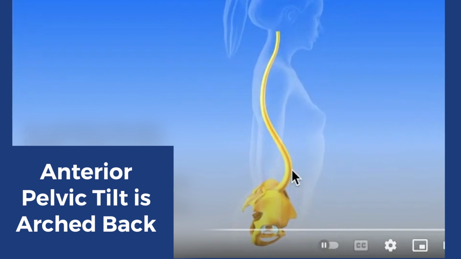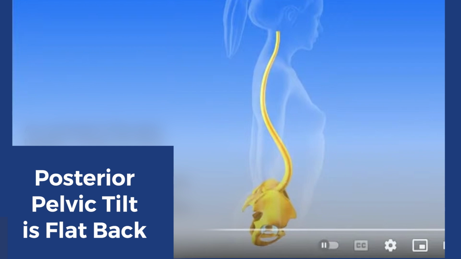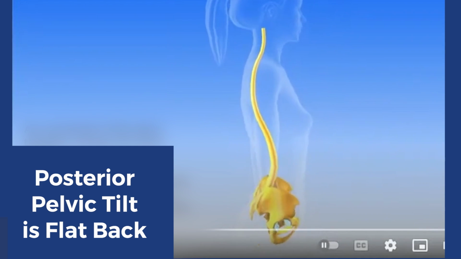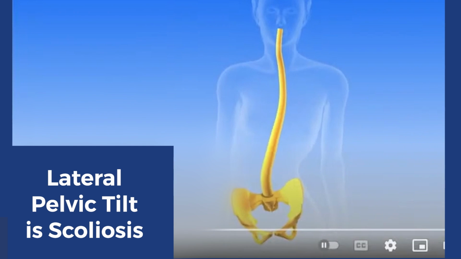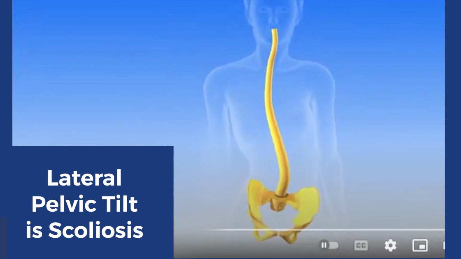Anterior tilt is arched back. If you feel like your back is arched, then this could be a contributing factor. And posterior tilt, another name for it is flat back. Scoliosis would be lateral tilt, tilting to one side or the other.